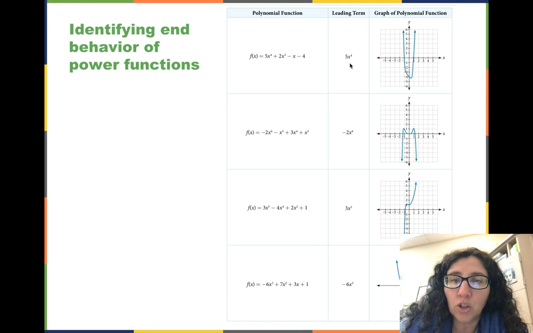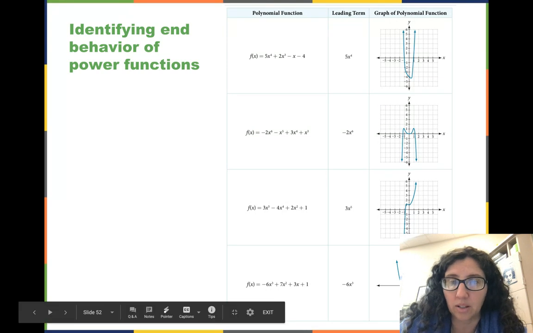The leading term here is 5x to the 4th. It's an even polynomial with a positive coefficient. So it's going to be like x squared. It's going to go up on both sides. How about this one? We've got an even term, a negative leading coefficient, so it's going to be reflected and go down on both sides. Sure enough. Here we've got an odd coefficient with a positive leading term, so it's going to be like x cubed. It's going to go down on the left and up on the right. And ignore this, that is not correct.